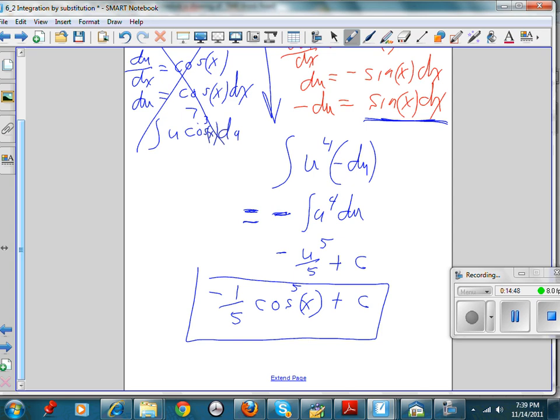Okay, we'll work a lot of these problems, spend 2 days on this, but you've got to get good at this technique, and then you'll be able to find many antiderivatives.